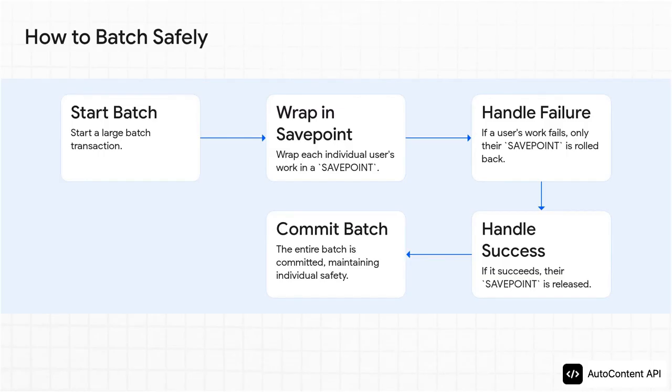Think of it like this. You start one giant transaction, like a huge shipping container. Then, each individual user's work goes into its own little box inside that container. If one little box has a problem, you just toss that one box out. You don't have to throw away the whole container. This gives us the incredible speed of batching, but with the rock-solid safety of individual transactions.